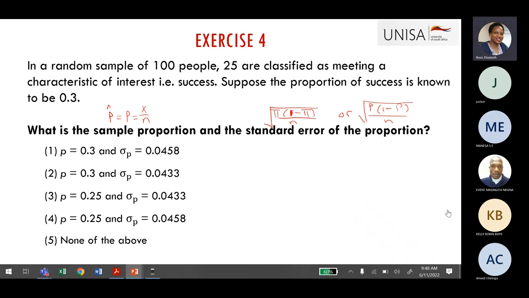Okay, so based on the information given, a random sample of N of 100 people, 25 are classified as meeting the characteristic of interest, that is success. Suppose the proportion of success is known to be 0.3, which means this is our pi and this is our x. So to find your p, x divided by n will be 25 divided by 100, which is equal to 0.25, right? So that is not correct. It leaves us with those two options.